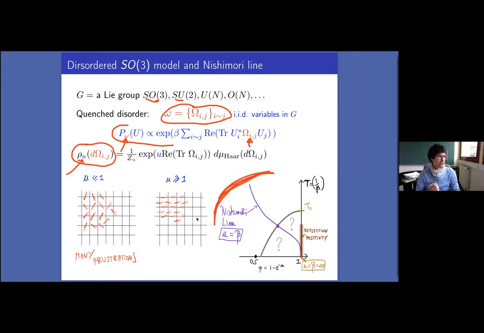In some sense, I will have a remark at the end saying that the proof still works in a 2 plus epsilon dimensional lattice, for example, which would be hard to achieve with reflection positivity.